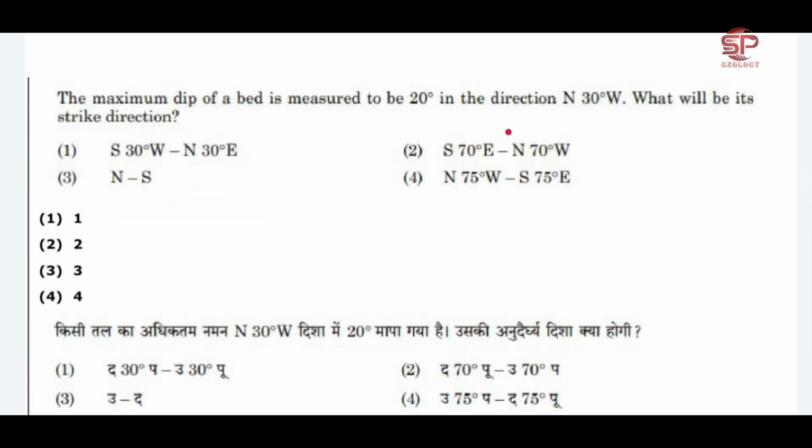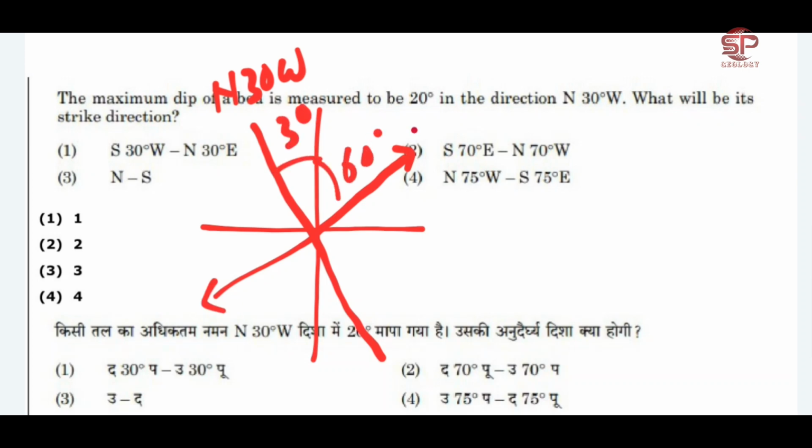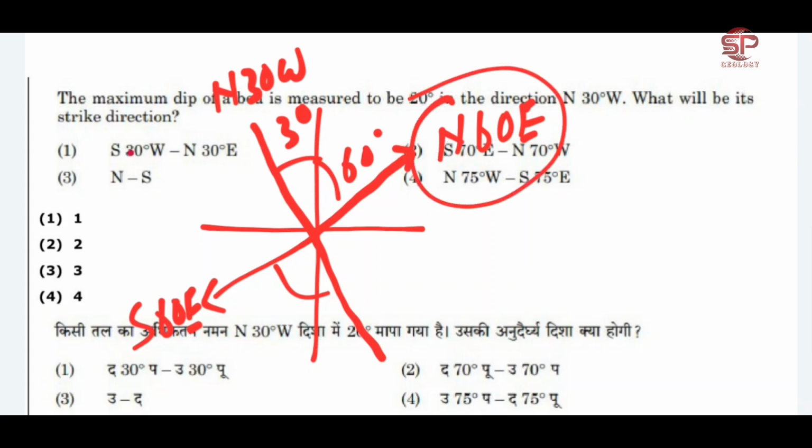The maximum dip of a bed is measured 20 degrees in the direction of north 30 degrees west. So the strike will be either towards this direction or towards this direction. If this is 30 degrees, then this will be 60 degrees. That is north 60 degrees east, or south 60 degrees east. The option is not given here. The only answer will be north 60 degrees east.